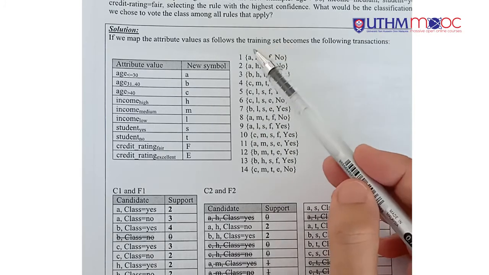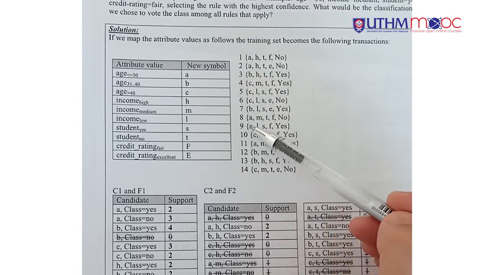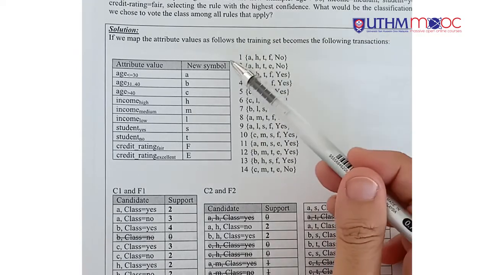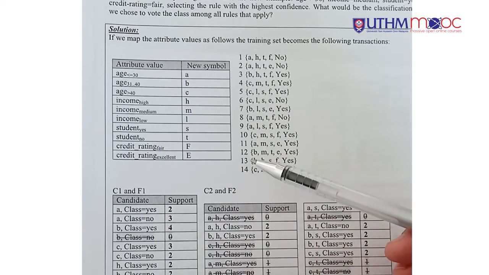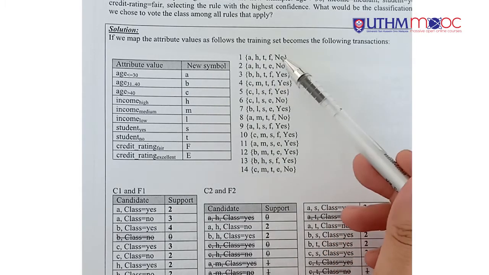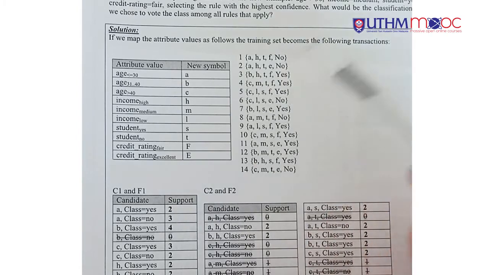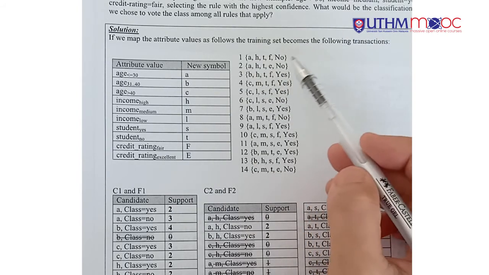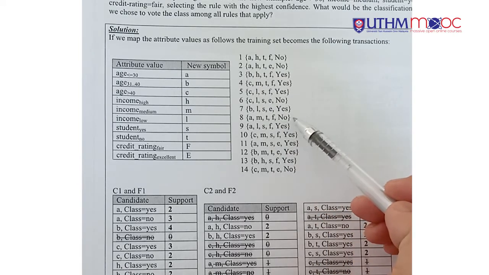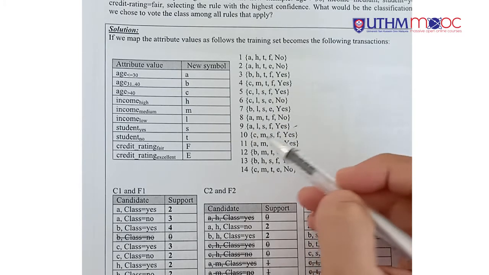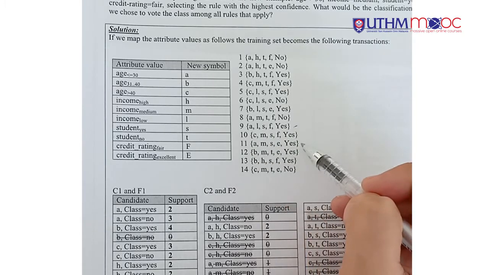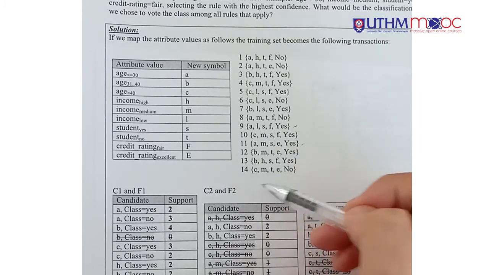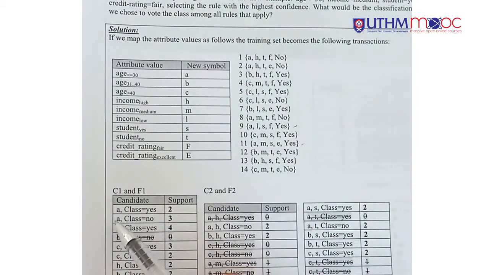Oh no, I missed some. 1, 2, 3, 4, 5. Yeah, that's correct. So between these 5 transactions that contain A, which ones lead to class yes? Let us count again. This A goes to no, this A goes to no, this A goes to no, this A goes to yes, 1. And this A also goes to yes. There are no more A's. So for item A that leads to class yes, the support is 2.